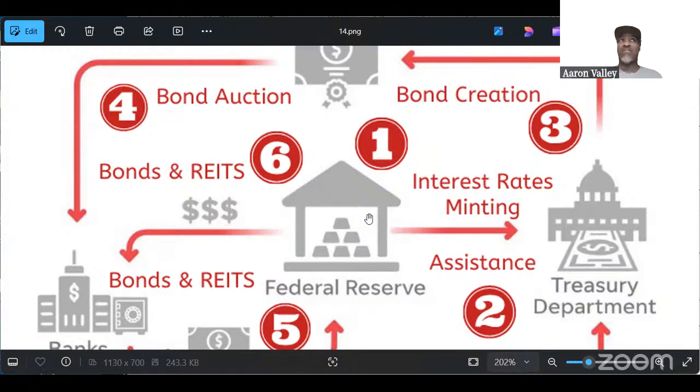That's what 5 and 6 is. 5 and 6 is this cycle of all of the local public banks, the clearinghouses, and the central banks all swapping bonds and REITs. And I'm going to explain how that works in a minute. So 5 and 6 is this nice little cycle of swapping bonds and REITs. So now let me show you how this really works.